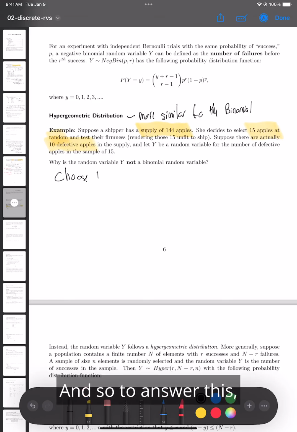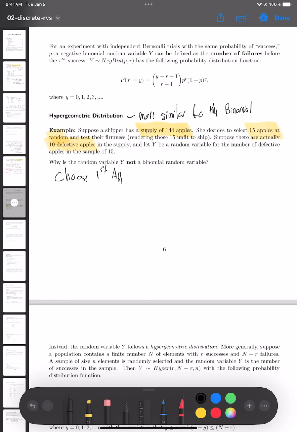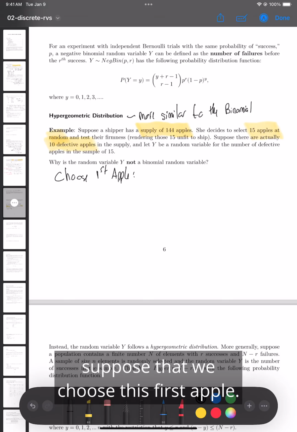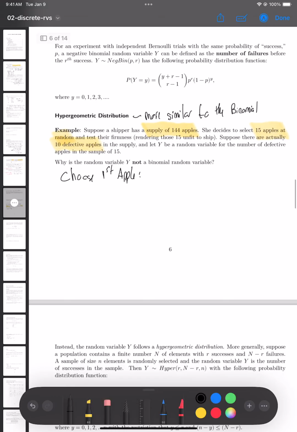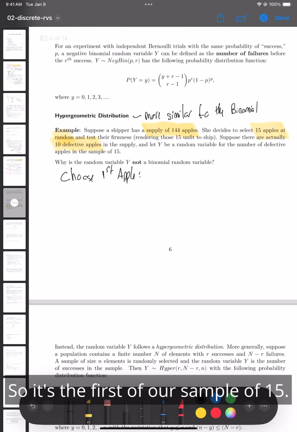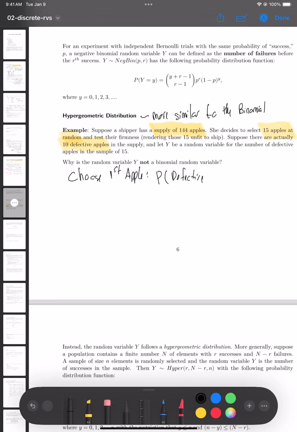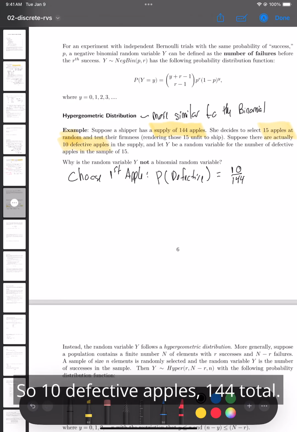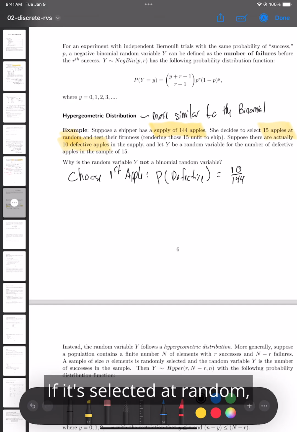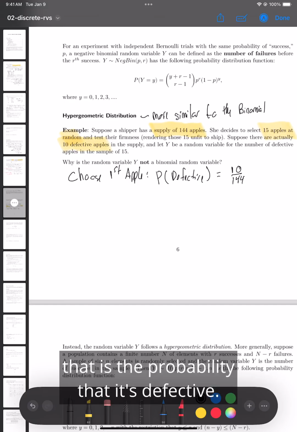To answer this, suppose that we choose this first apple, the first of our sample of 15. The probability that this first apple is defective is 10 out of 144. So 10 defective apples, 144 total. If it's selected at random, that is the probability that it's defective.